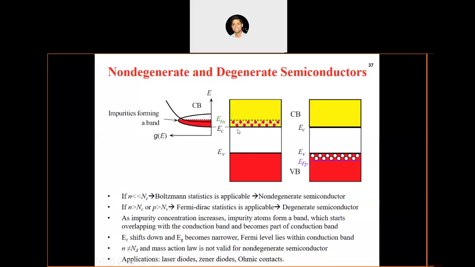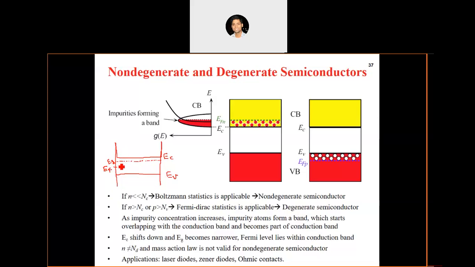Let us look at here. Let me draw a figure. This is my EV, this is the EC, and somewhere in the middle we will have EF, right? When we start doping, there is a dopant energy level which is just below the conduction band. This energy gap is very, very small. We have already seen that, right? So this is the ED level.